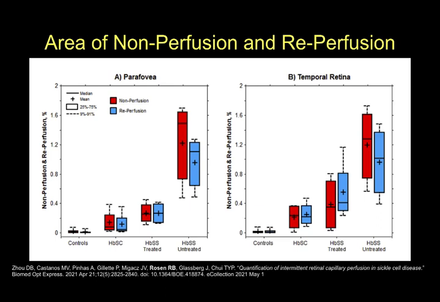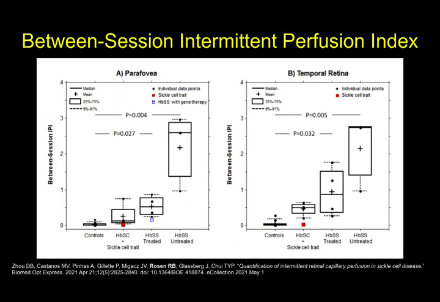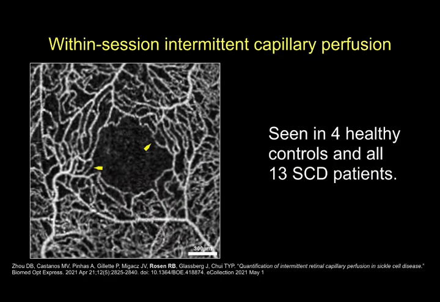Box plots demonstrate that there was no statistically significant difference between the percent areas of non-perfusion and re-perfusion. However, between session intermittent perfusion index comparisons revealed a statistical difference between controls and sickle patients, both on and off hydroxyurea at both locations.